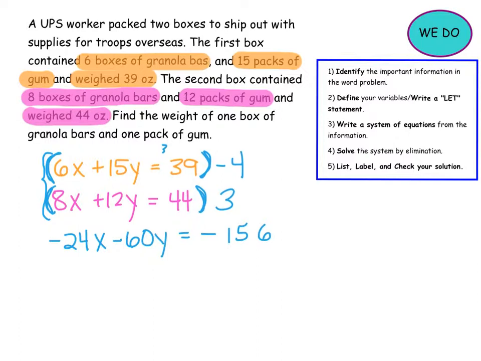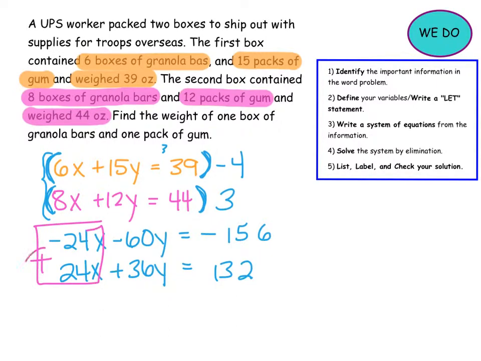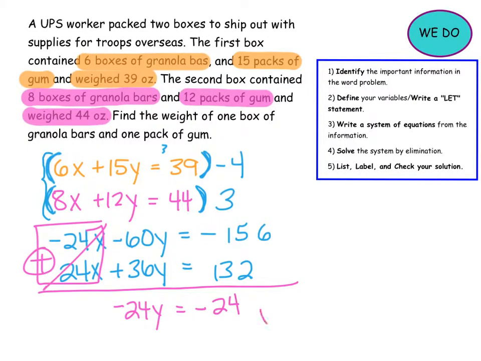With the bottom equation, multiply everything by 3, and I get positive 24x plus 36y. And it equals 44 times 3 is 132. So now that I have my opposite coefficients, I can go ahead and add my equations together, which will make my x's cancel. So I am left with a negative 24y equals negative 24. And in solving for y, I get y equals 1.